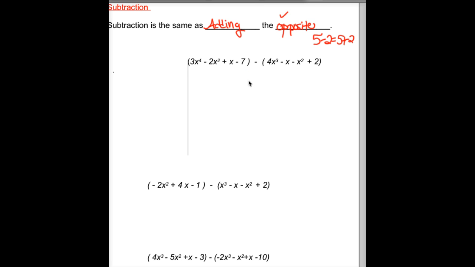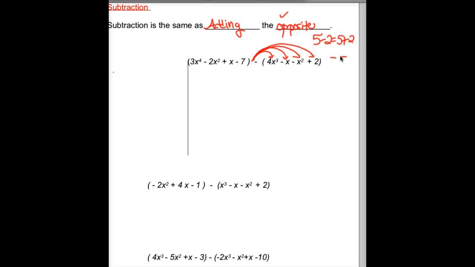That means change the sign. Another way to think about it is that we're subtracting all of this. So we have to subtract the 4x cubed, subtract a negative x, subtract a negative x squared, and then subtract a positive 2. And every time we have the double negatives there, we get a positive.